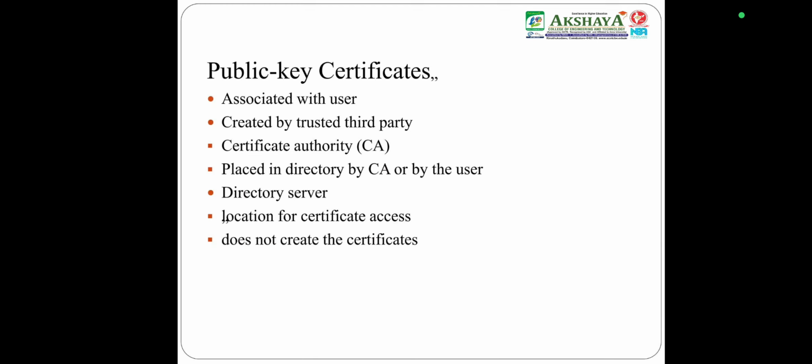Signature contains the hash code of the fields encrypted with the CA's private key. It includes the signature algorithm identifier. The certificate is associated with a user, created by a trusted third party, and placed in the directory by the CA. The location of the certificate in the directory does not create the certificate.